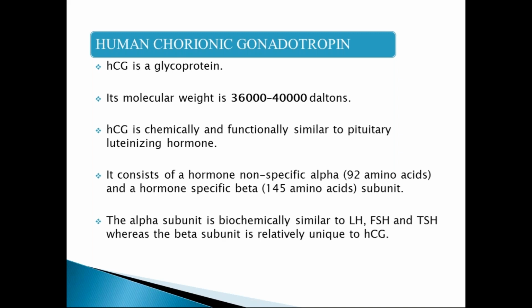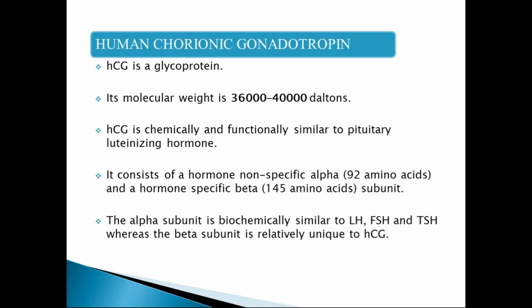LH hormone is required for ovulation. This LH surge is artificially maintained by HCG in reproductive medicine, because it is chemically and functionally similar to luteinizing hormone, which is secreted by the pituitary. It consists of a hormone-specific and a non-specific part. It has two parts, alpha and beta.